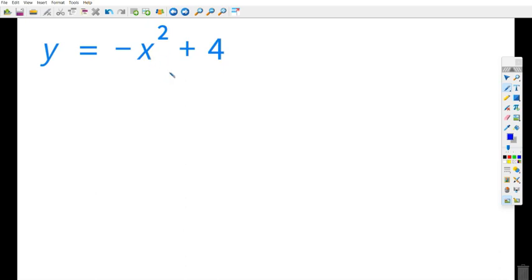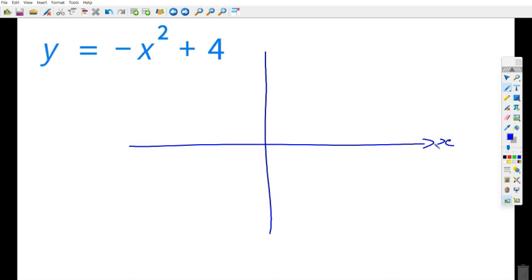If I look at -x squared plus 4, draw my Cartesian plane quickly. Nice and easy. We're going to do this nice and quick because I think you guys are getting it. Normal -x squared, it's a frowny face, and I'm plussing 4 units. So my turning point is going to be at 4. And it's a frowny face. So how many times am I cutting the x-axis? Twice. Can you guys see that?